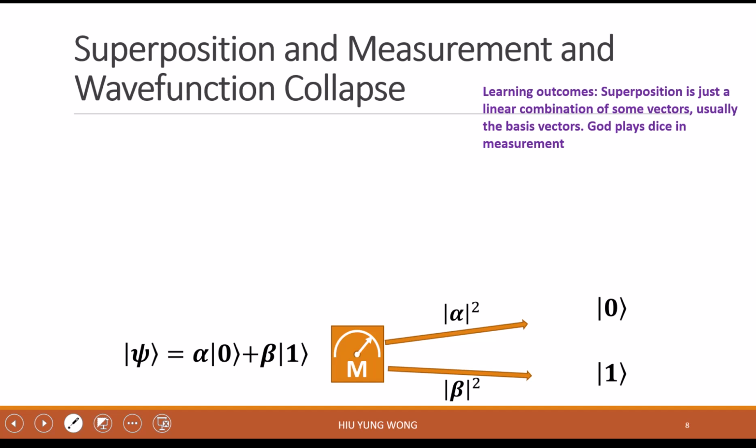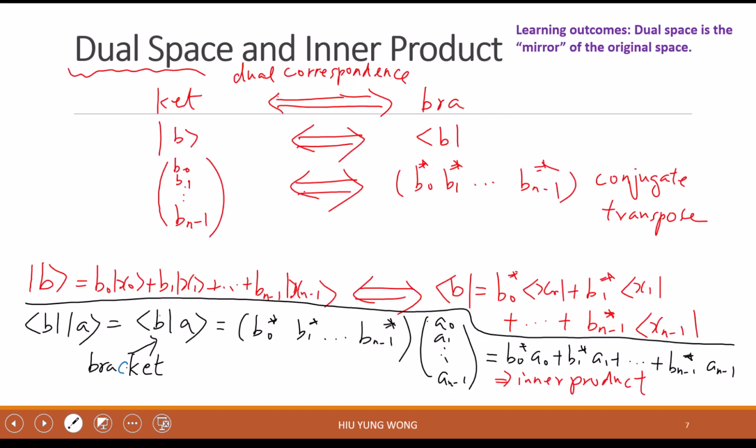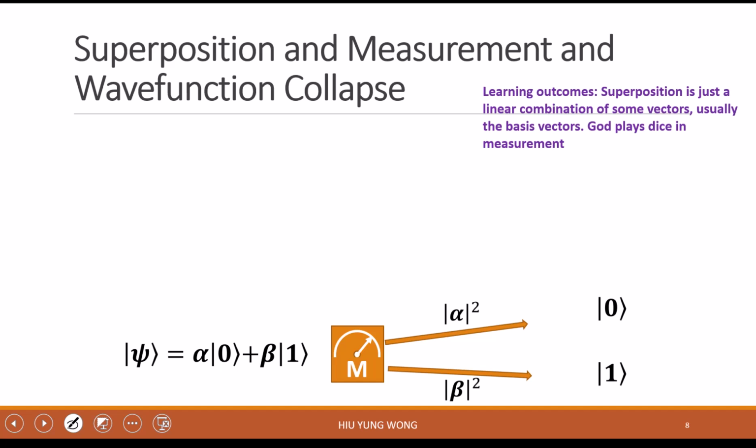Another thing I will say is about the superposition and the measurement. We talked about this already in the introduction. Now we repeat again, but we have a little bit more math. So again, any vector A, we are repeating what we said, equals A0 times x0 plus A1 times x1, all the way to An minus 1 times xn minus 1. This is a general vector.